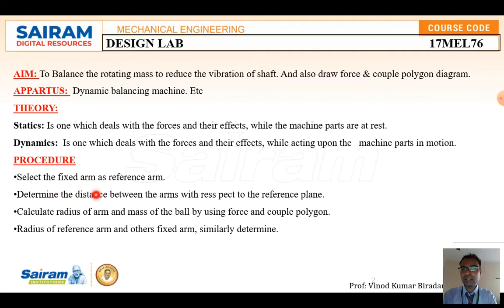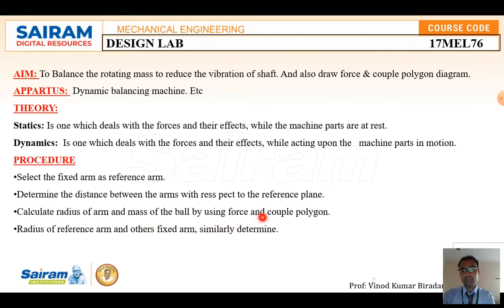Determine the distance of each arm with respect to the reference plane. Once you know the reference plane, measure the distance to each of the masses. There will be four masses, so you have to measure the lengths. Then calculate the radius of the arm and the masses of the balls by using the force and couple polygon. There will be two unknown masses, which you calculate with the help of the force polygon and couple polygon. Similarly, note the radius of the reference arm and the other fixed arm.